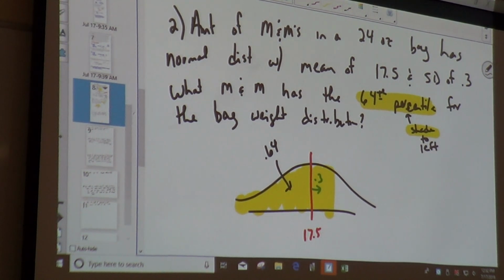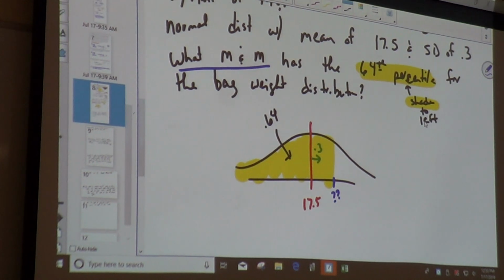I want to know what M&M. So what am I trying to find out? The z-score. What M&M? So I am trying to find out the z-score. So what am I going to do for this problem? The inverse norm. And when you do the inverse norm, you are doing the area to the left, comma, the mean, comma, the standard deviation.